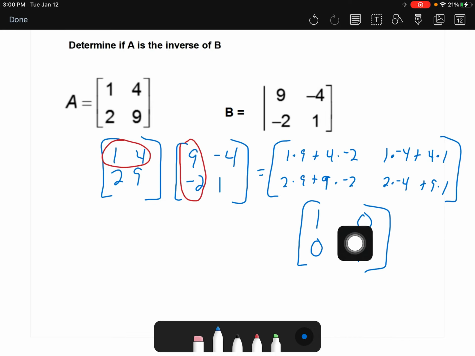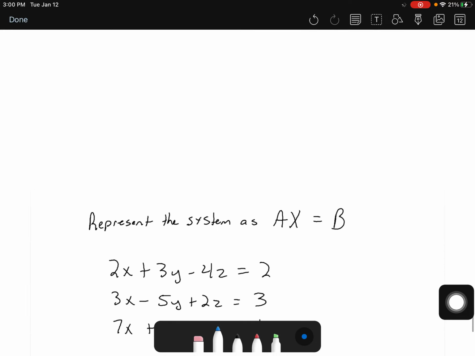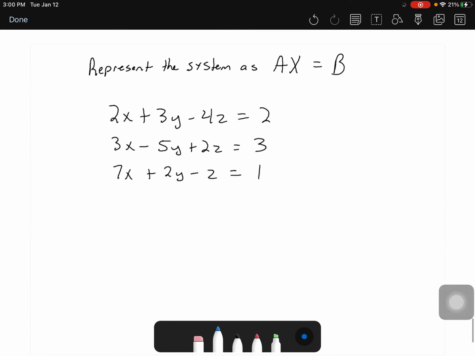And it does turn out that I get 1, 0, 0, 1, which is our identity matrix, right? So when you see 1's in the main diagonal and 0's in the other positions, that is the identity matrix. So the answer to this question is yes. A is the inverse of B. So you have to multiply them out, see if you get the identity matrix. If so, then yes, we do have an inverse.